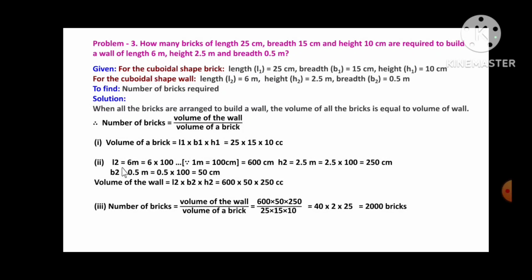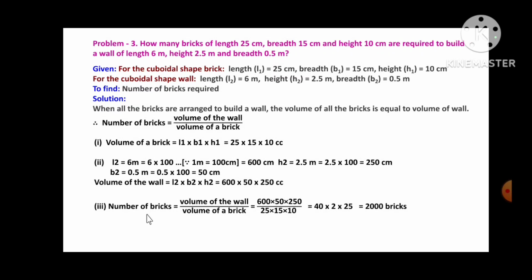For the wall, L2 is 6 meter, means 6 into 100. We know that 1 meter is 100 centimeter. So 6 into 100 leads to 600 centimeter. S2 is 2.5 meter, that is 2.5 into 100, 250 centimeter. And B2 is 0.5 meter, that is 0.5 into 100, which leads to 50 centimeter. So the volume of the wall will be L2 into B2 into S2, that leads to 600 into 50 into 250 cc.